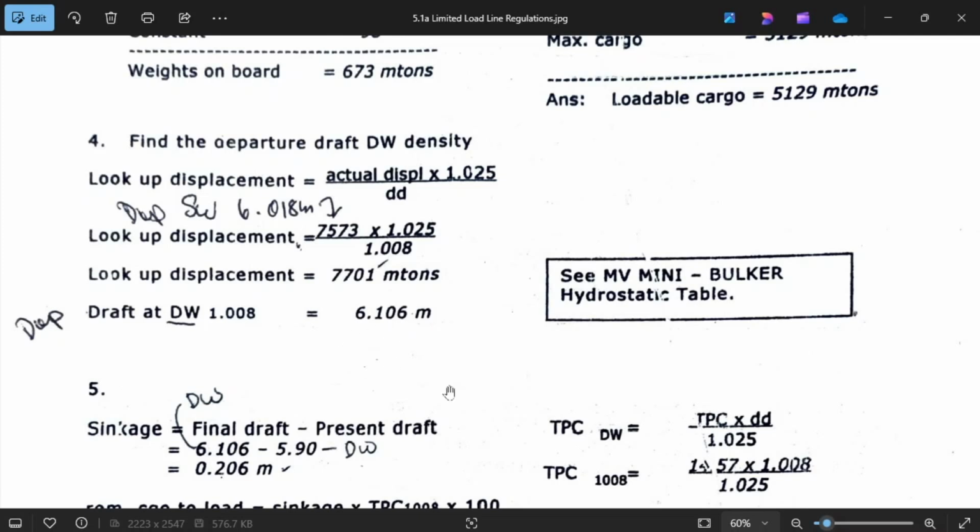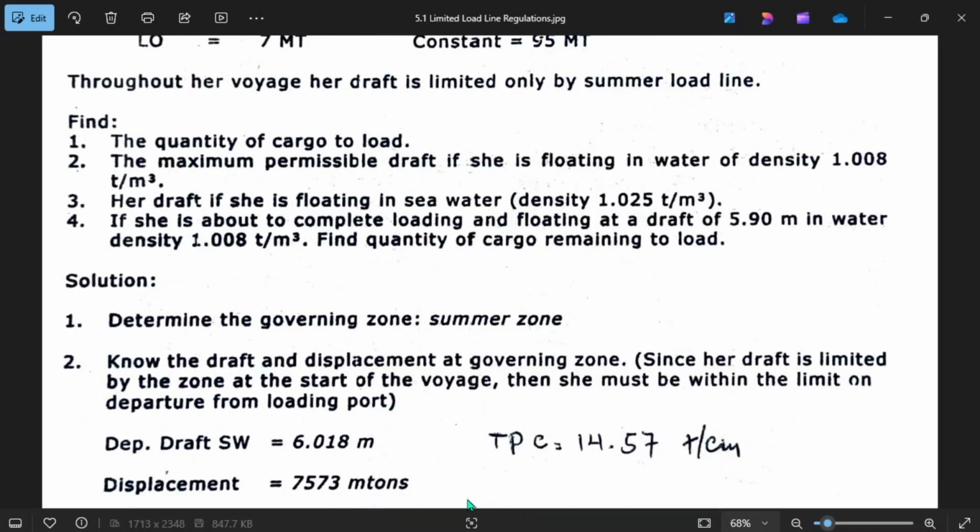6.016. So this will be your departure drop at port upon completion of loading, in a local density of 1.008. Then the next question was, if she is about to complete loading and floating at a drop of 5.090 and water density of 1.008, find the quantity of cargo remaining to load.